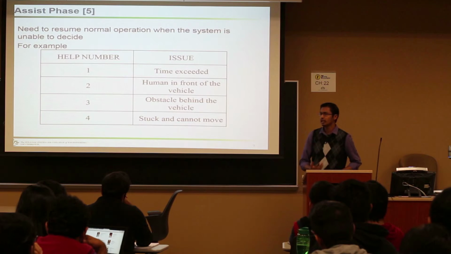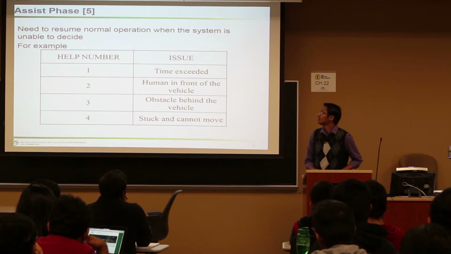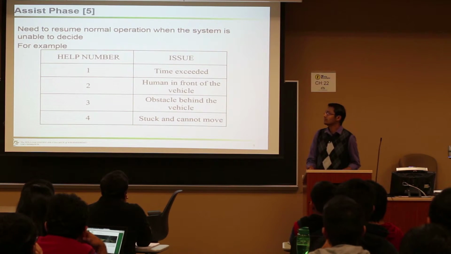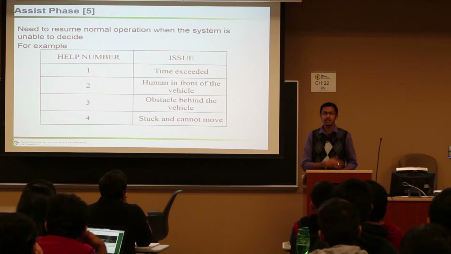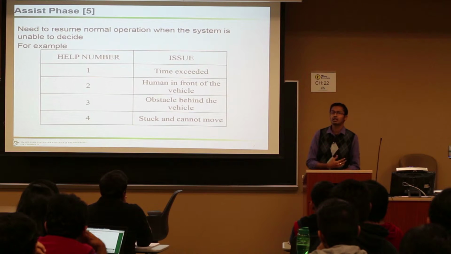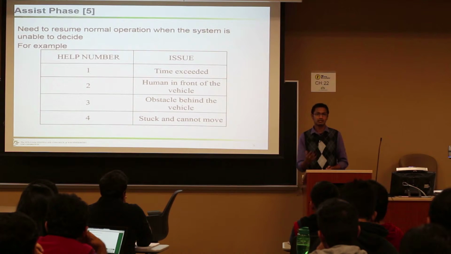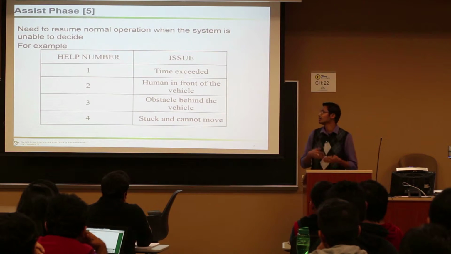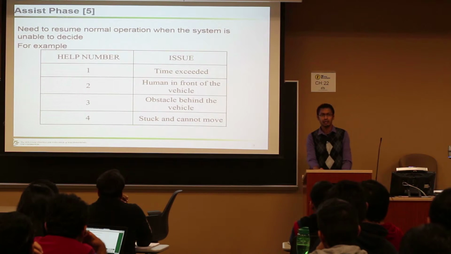It's basically like a two-way communication. This is an example of a collaborative control, and you could have different help numbers or different severity levels for each of these situations. For example, if the time is exceeded for a task, it can query the user. If you have an obstacle, you can again query the user and ask, okay, should I just abort the operation or what do I do? And this is a collaborative control example.